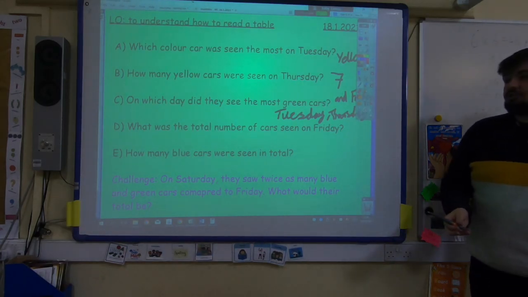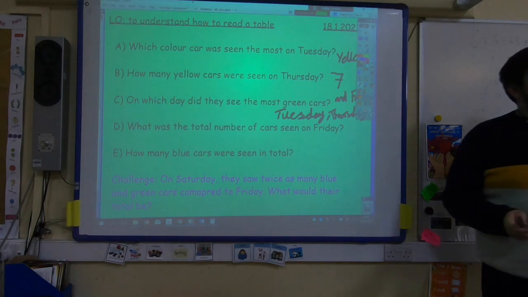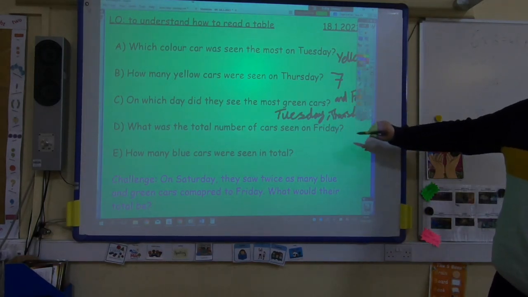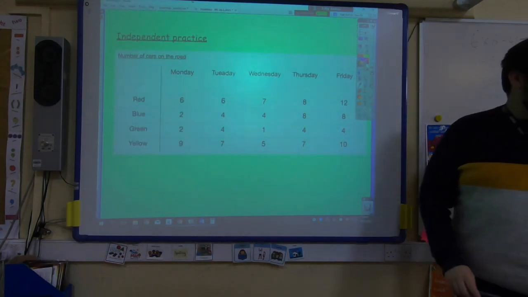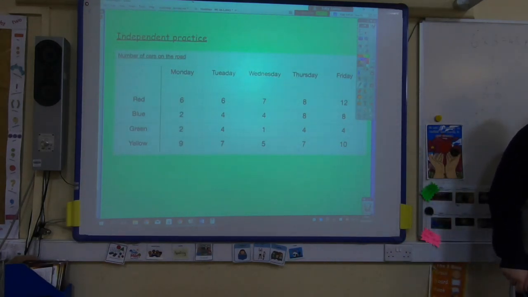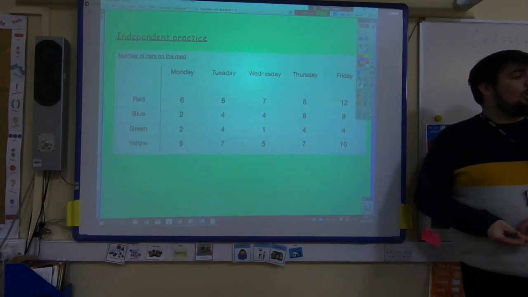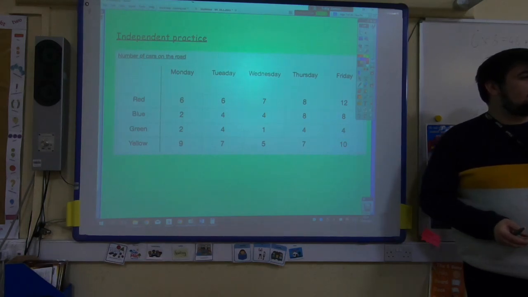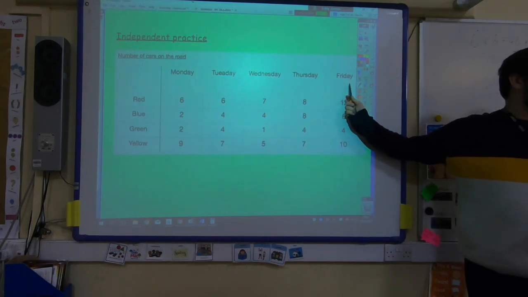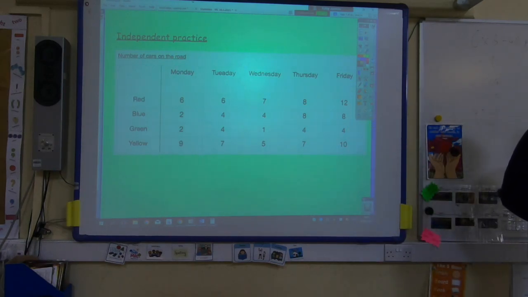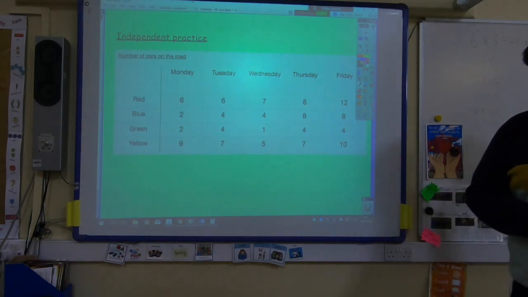What was the total number of cars seen on Friday? What have I got to do for this one? The total number of cars seen on Friday. What have we got to do? Ella? We've got to add all of the ones on Friday. Yeah, we're going to add all the numbers together on Friday. Well, let's add them together then.